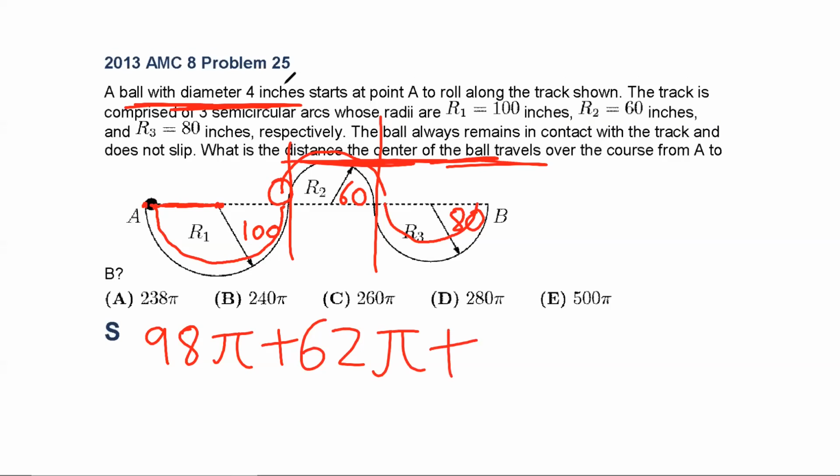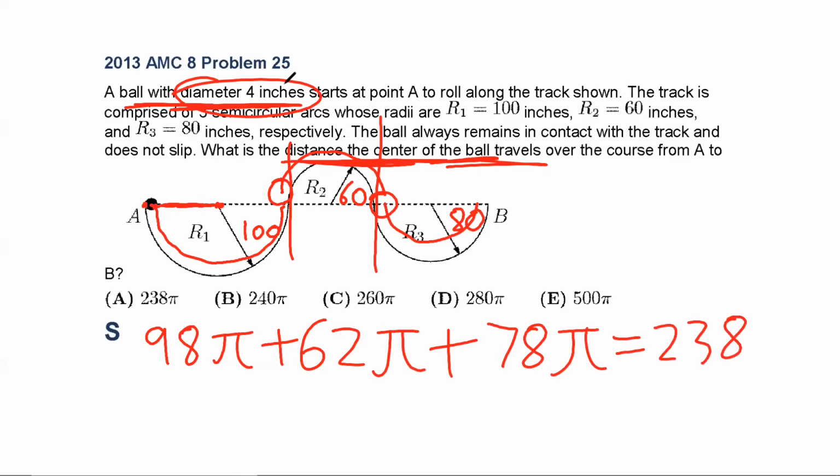And for R3, again, it's 2 less than 80. The reason we know it's 2 is because they tell us the diameter is 4 inches, which means the radius of the ball is 2 inches. So you would have to subtract 2 off of every semicircle. For R3, we would get 78 pi. And if you add these together, you should come out to 238 pi, which is A.